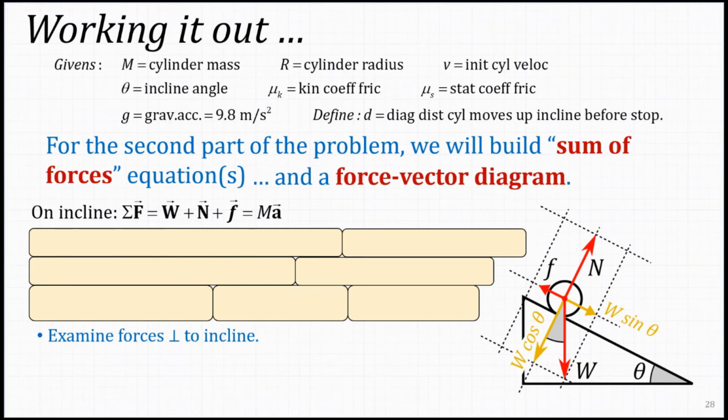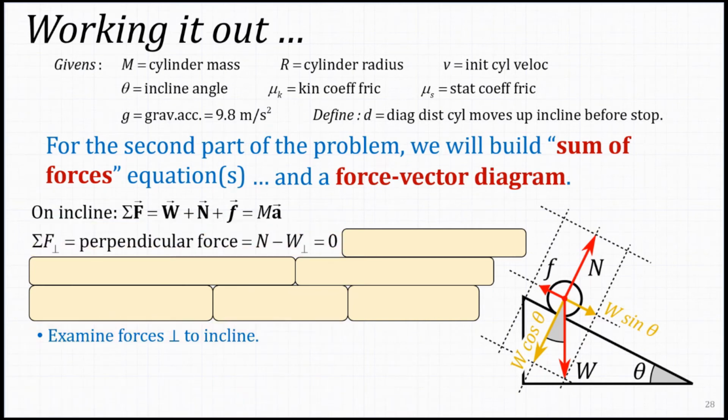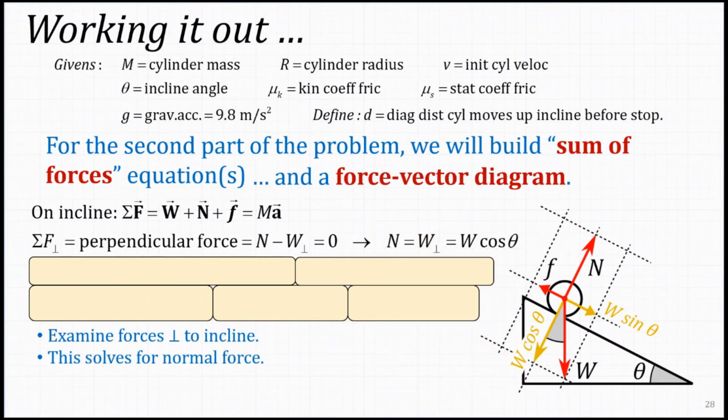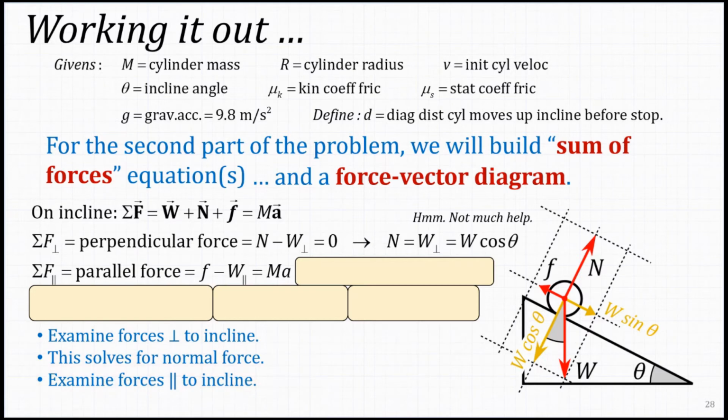First, let's examine forces that are perpendicular to the incline. These are only the normal force and the component of the weight that's perpendicular, and they seem to be canceling out. This solves for the normal force, but it's really not much help for us now. Let's take a look at forces that are parallel to the incline. This is the friction force and the parallel component of the weight that do contribute to the deceleration.